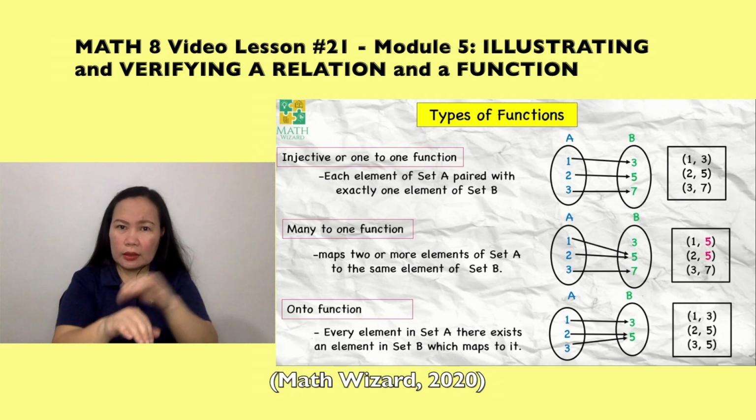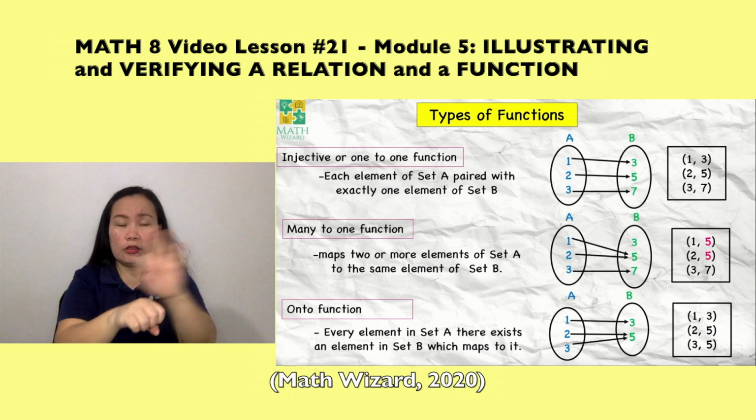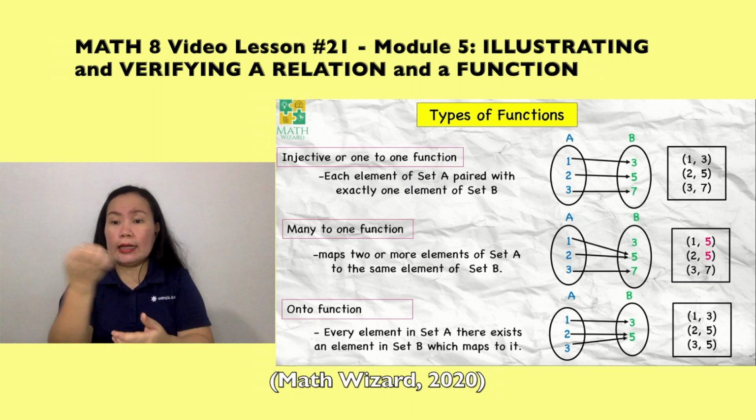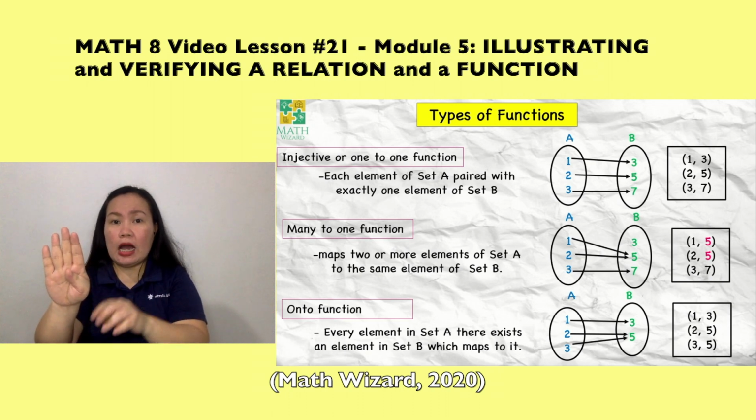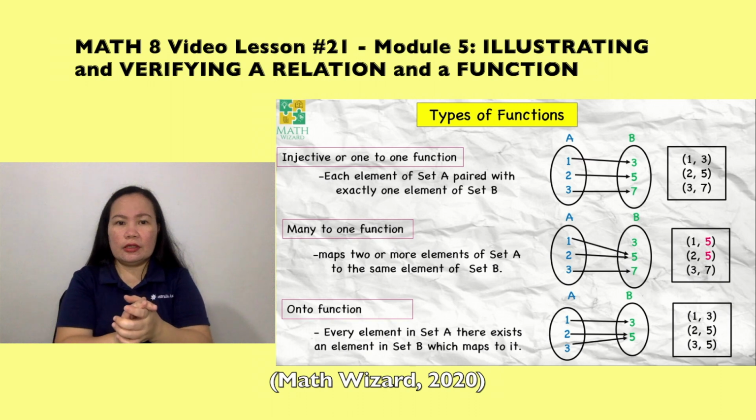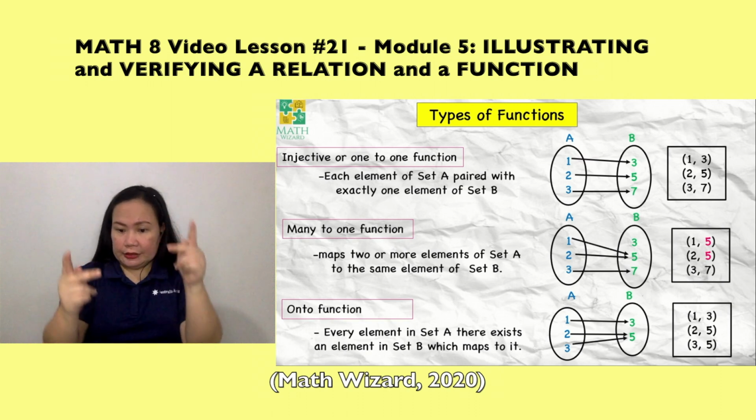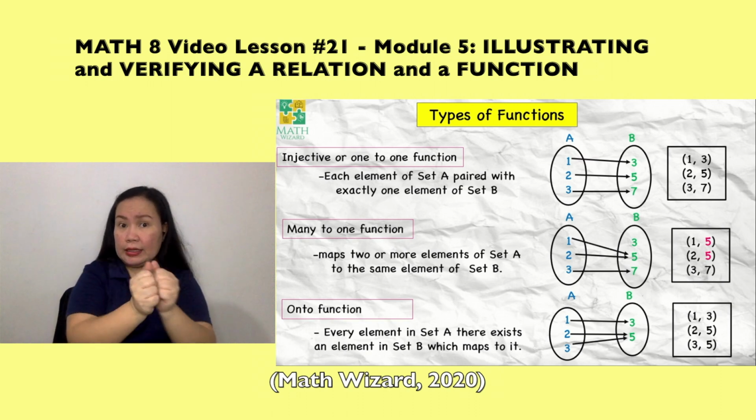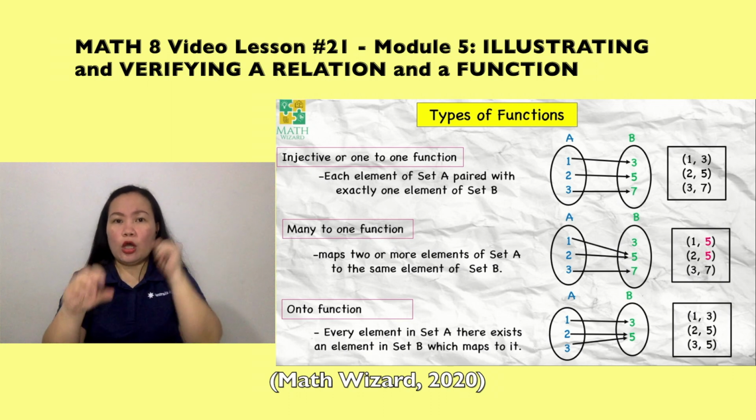So, bakit siya tinawag na onto function? Tinawag siya na onto function kasi lahat ng elements sa set B are used. Okay? So, kung lahat ng elements sa set B ay nagamit, ibig sabihin, may partner sila sa set A, ibig sabihin, that's an onto function.